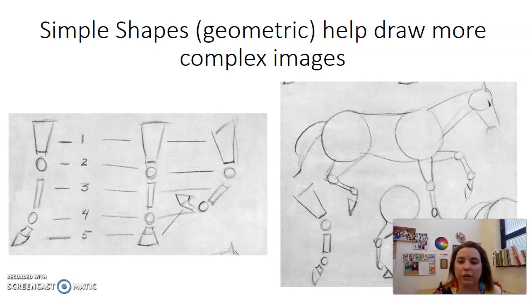So this horse is a great example. The body of the horse is really 2 large circles. You connect the circles with a line at the top and the bottom. When you get to the legs, they're more like a rectangle, circle, small rectangle, triangle.